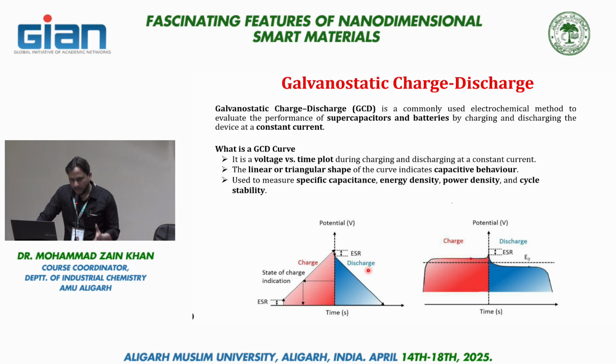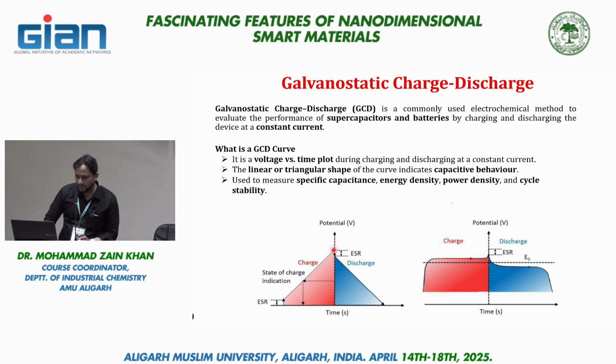So a charge discharge curve, or a GCD curve, is a standard method to study the charge holding capacity of a supercapacitor or a battery. With this, we identify whether the battery or a capacitor is able to hold charge for a long duration of time or not. A standard curve is like a triangle. We have this line showing the charging cycle, and this is your discharging cycle.